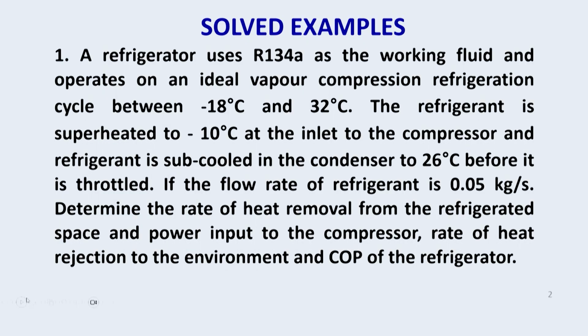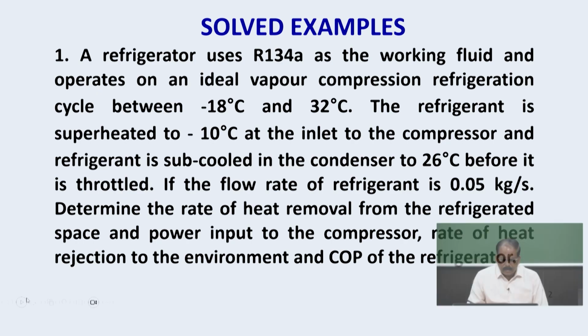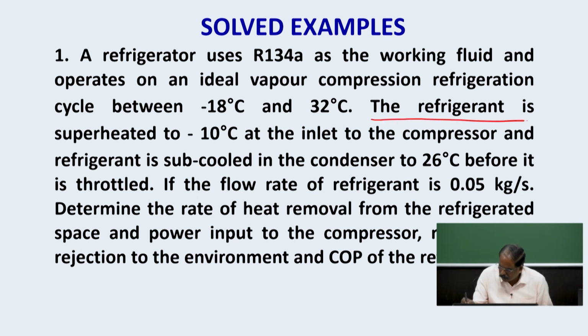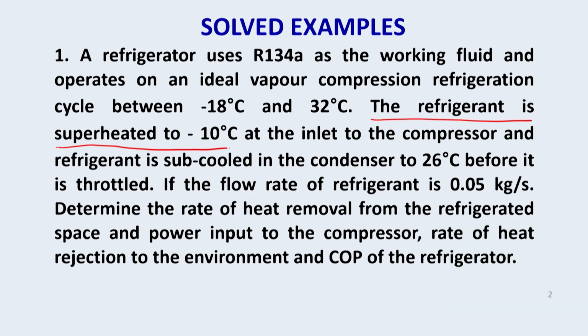A refrigerator uses R134A as the working fluid and operates on an ideal vapor compression refrigeration cycle between minus 18 and 32 degrees centigrade. So the evaporator and the condenser temperature remains the same like the previous cases. The refrigerant is superheated to minus 10 degrees centigrade at the inlet of the compressor. So we have solved this particular case separately, and also the refrigerant is subcooled in the condenser to 26 degrees centigrade before it is throttled.